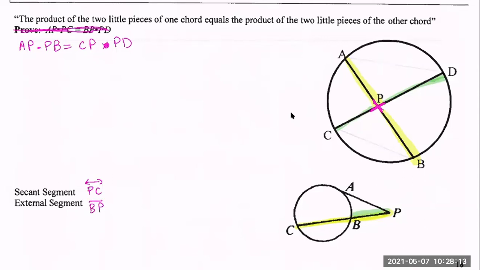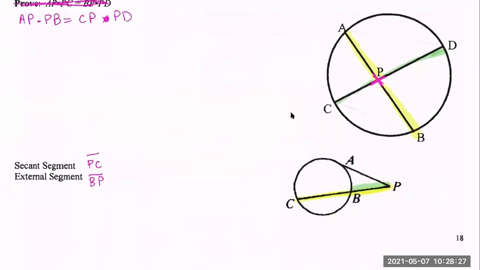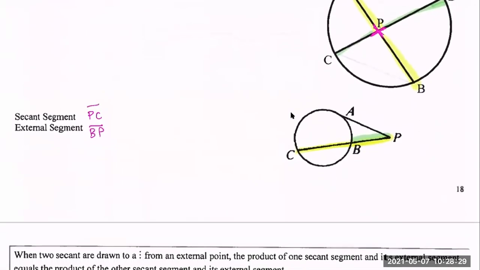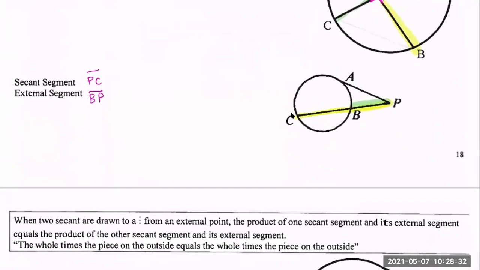Okay, so it's that little segment on the outside. And I probably should have, since that's a segment for the secant, instead of drawing the line symbol, really drawn the segment symbol, which doesn't have the arrows at the end. So PC and PB.